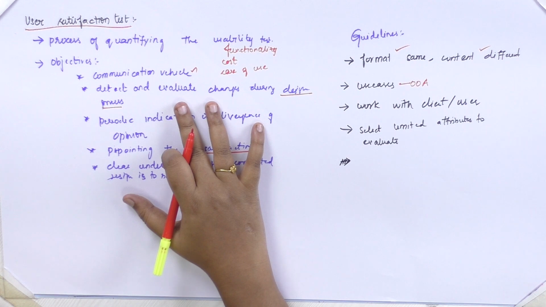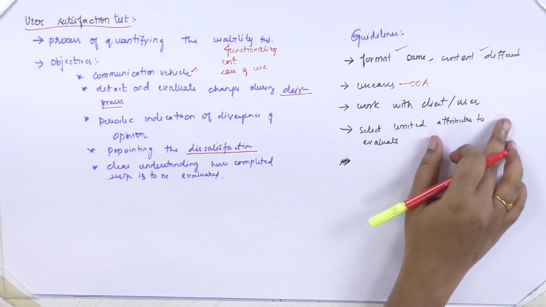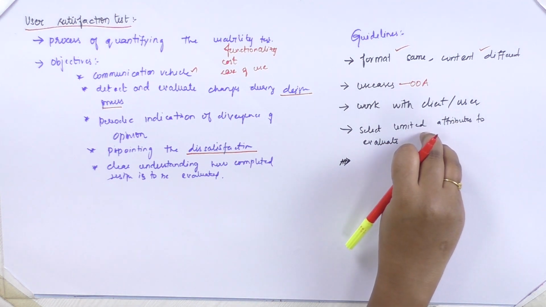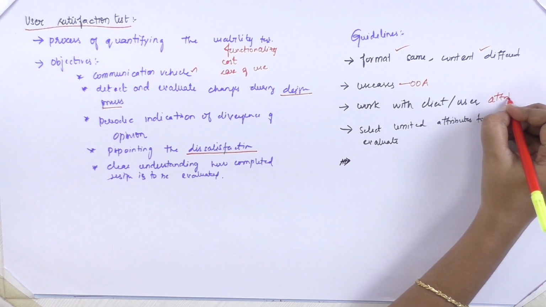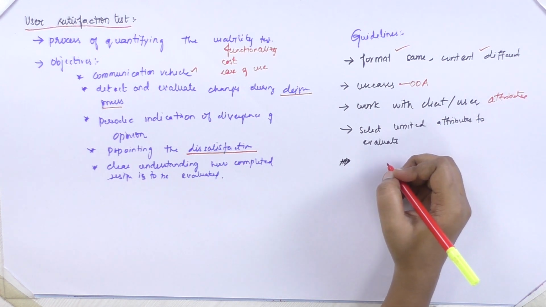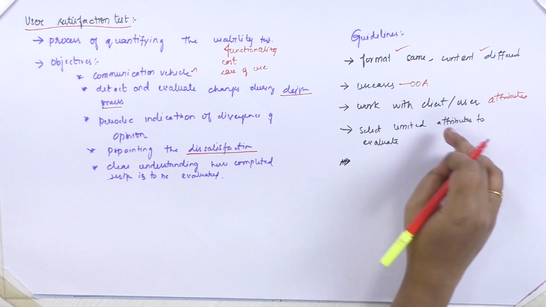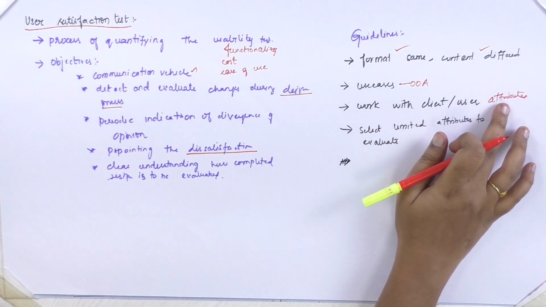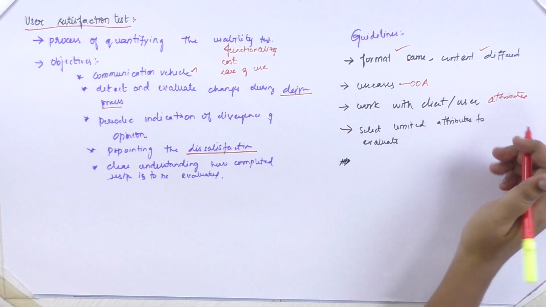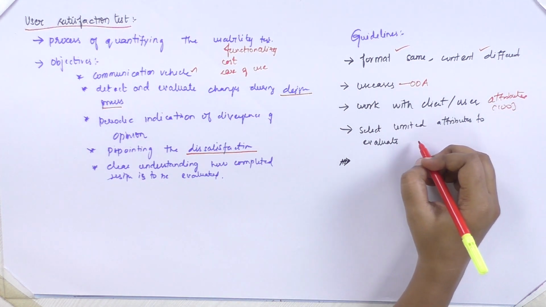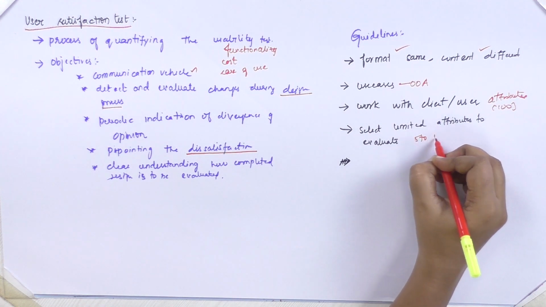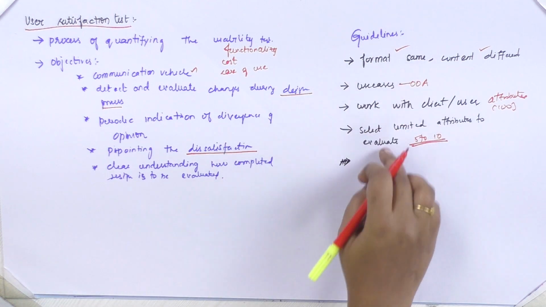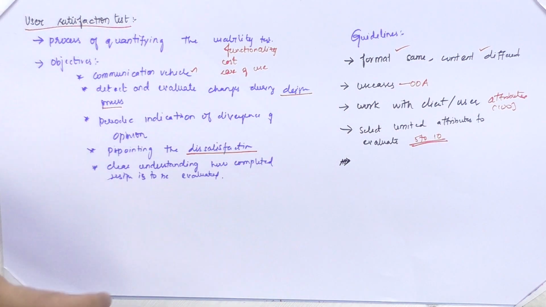Next, you have to work with the clients or the users to find what attributes have to be checked for quantifying the usability. To identify the attributes for checking, you have to communicate with the client and user. Then after identifying the attributes, you have to limit them. If you identify 100 attributes, you can take 5 to 10 of them and measure them for user satisfaction testing. So these are the guidelines for performing user satisfaction testing.